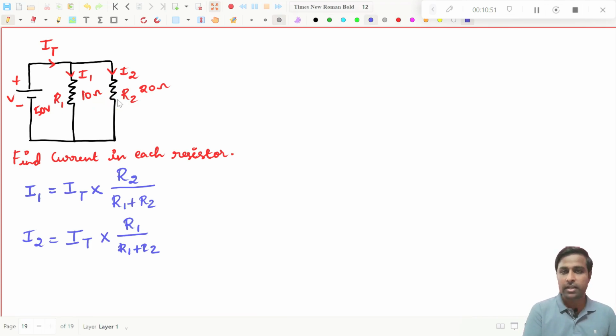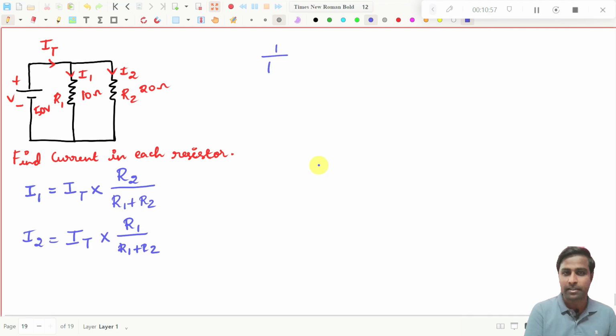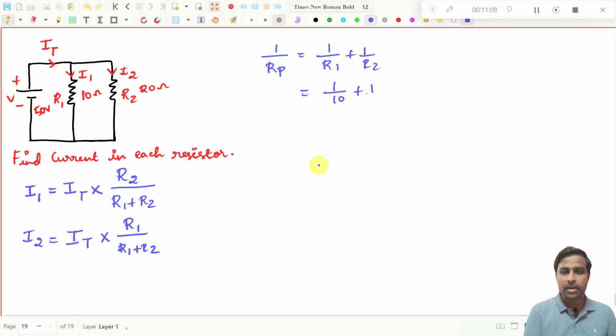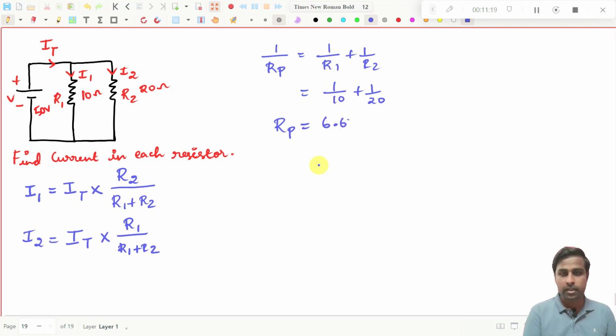What is the formula to bring these two resistors to a single resistor? You need to find the parallel resistor value. That means 1 by Rp will be equal to 1 by R1 plus 1 by R2. So you will get 1 by 10 plus 1 by 20. If you find the total Rp value, I am getting 6.67 ohms.